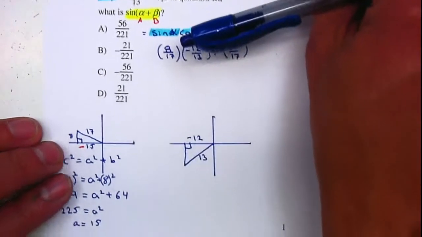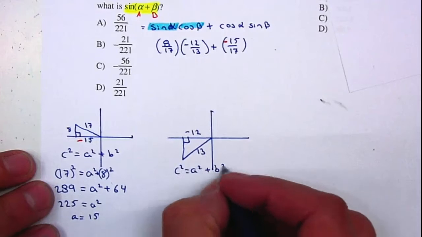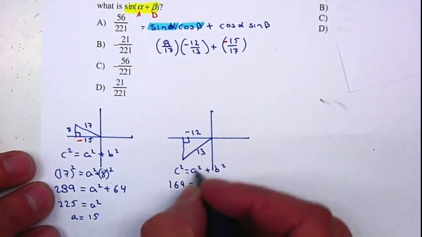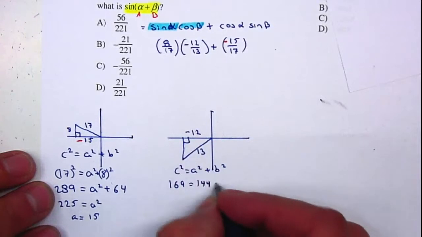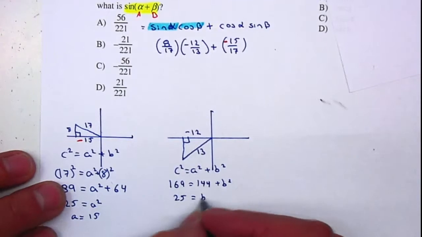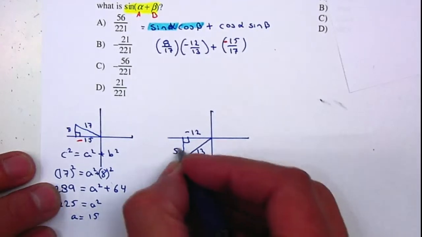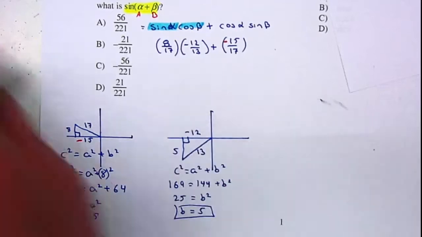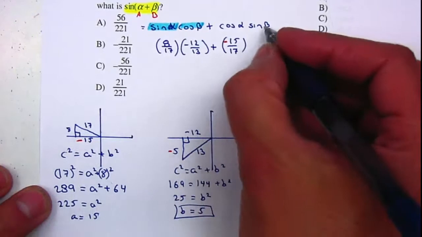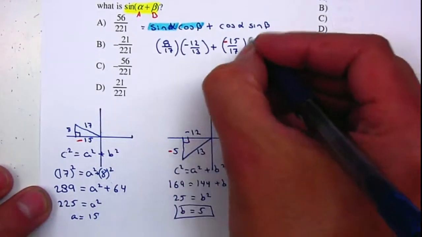Once again, I'm going to use my Pythagorean theorem, so it'll be c squared is equal to a squared plus b squared. C is 13 squared, which is 169. A is negative 12 squared, which is 144, plus b squared. Minus 144 on both sides, so it gives you 25 is equal to b squared, so therefore b is equal to 5. Now remember that because this is going down, this will be negative 5. So therefore my sine is your opposite over hypotenuse, so it'll be negative 5 over 13.